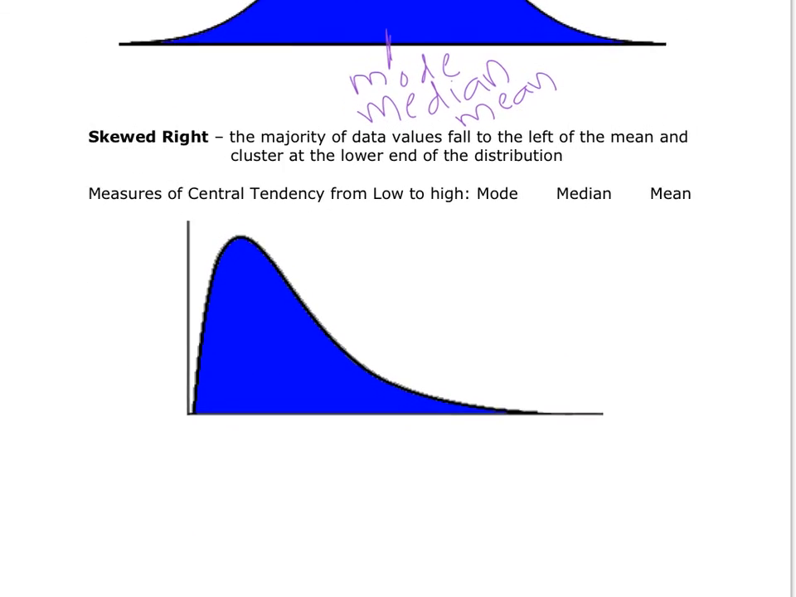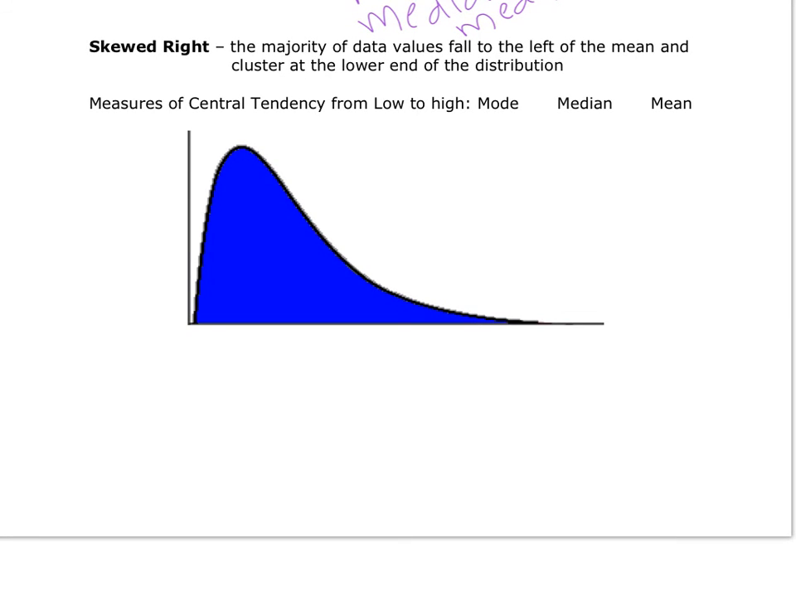Okay. For a curve that is skewed to the right, remember that means our tail trails off to the right. Where our peak is, that's the mode. What's in the middle? Always the median. And our mean is going to be somewhere over here. Why is the mean over there, do you think? These high values over here pull your mean up, because if you add higher numbers to a sum, it's going to inflate your mean.